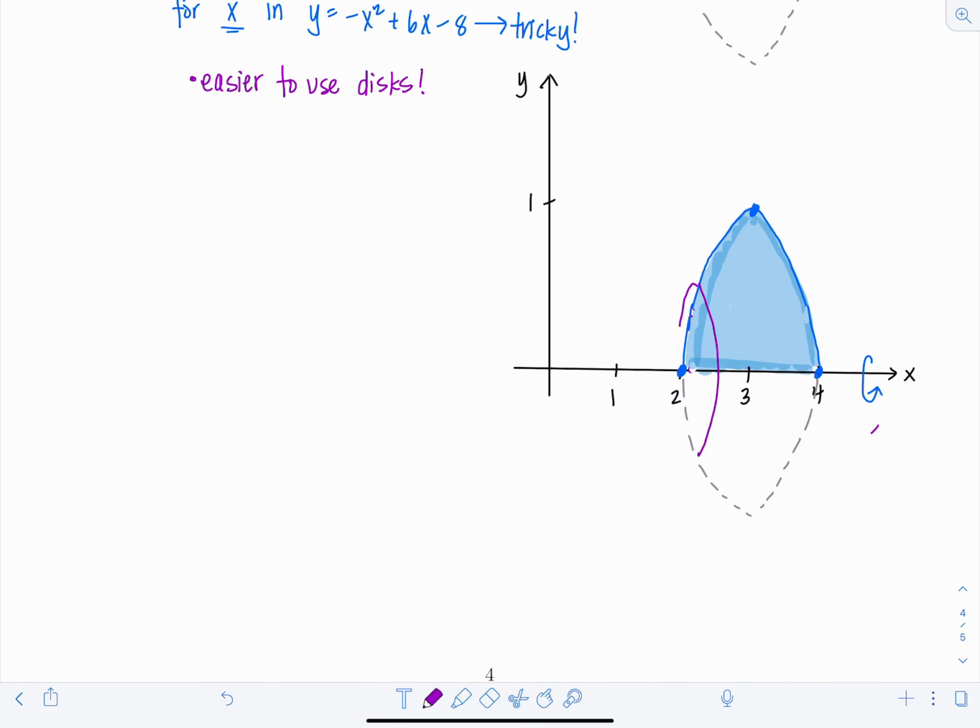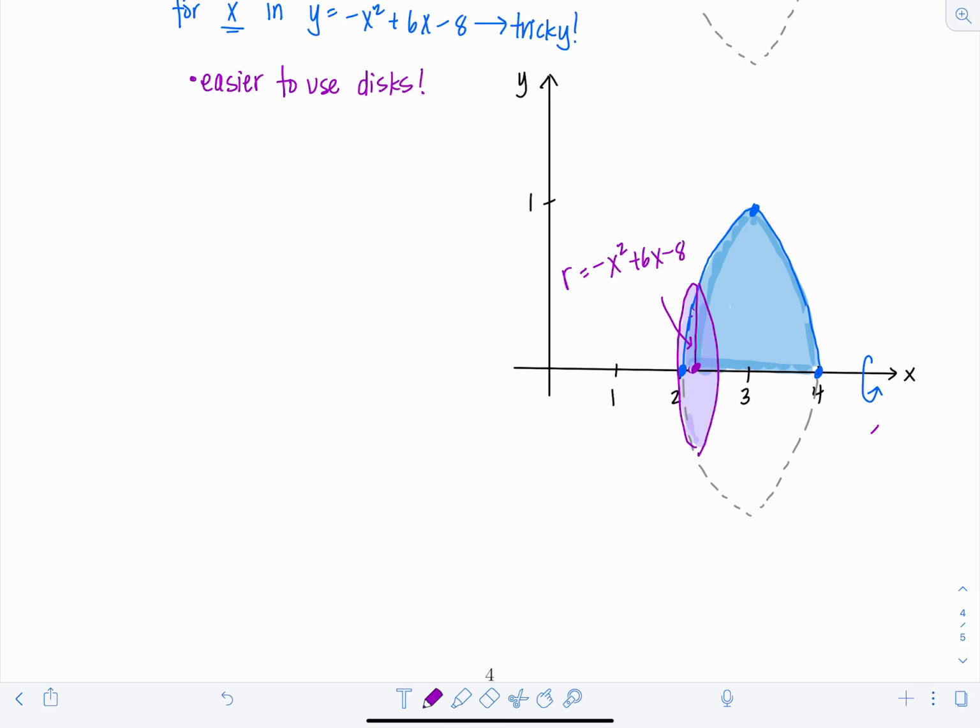Maybe you already feel better as I'm drawing this. Right? And then I just need to determine the radius because we do pi r squared. Well, the radius is given by the parabola, which is negative x squared plus 6x minus 8. So that's not too bad at all.